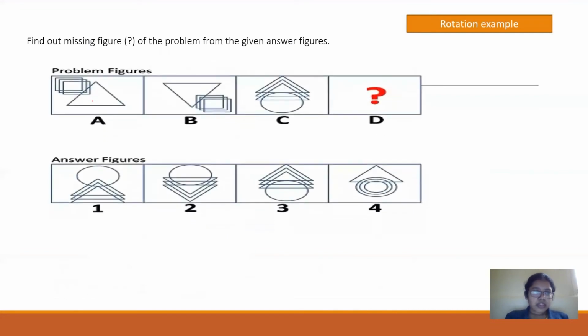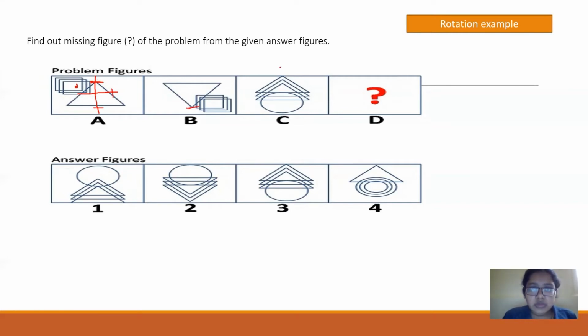Next question. Over here, find the missing figure. This is also a kind of rotation example. See what's happening. I will draw an axis over here. See, this square is over here, or I can say this top. This top is here. Then suppose it comes over here and then over here.